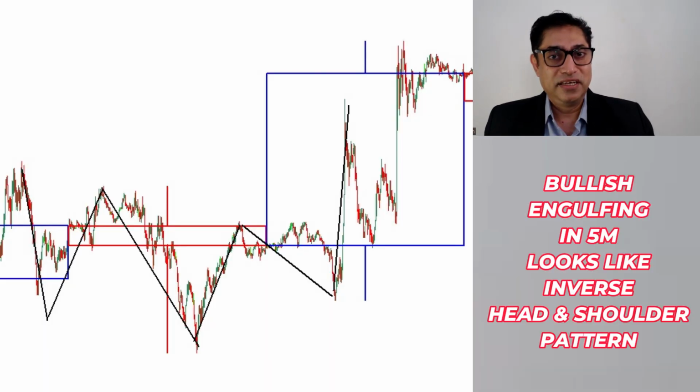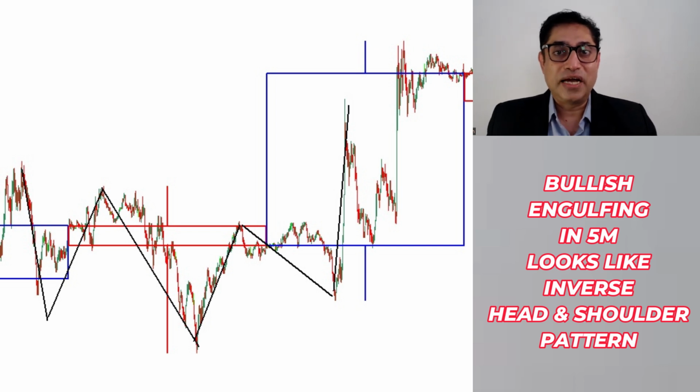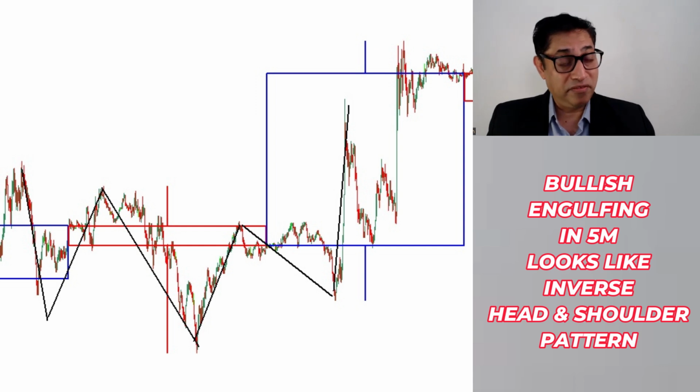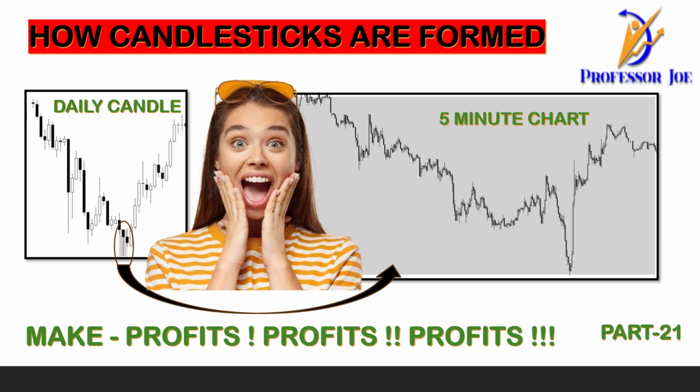Basically, a chart pattern is a smaller version of a candlestick pattern. So say you're looking at a daily chart and you see a bullish engulfing candle, and then you highlight that bullish engulfing candle and go to a 5-minute chart, you will see a good chart pattern over there. So basically, a chart pattern in a smaller time frame is a candlestick pattern in a bigger time frame. I have explained this in one of my previous videos. I'm going to put the link for it in the description. Let us continue with candlestick patterns in this video.